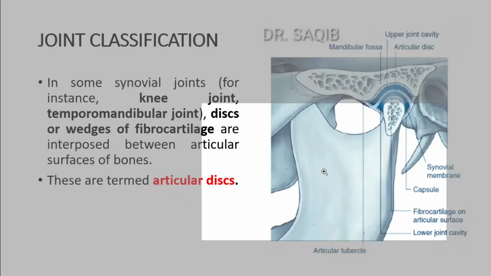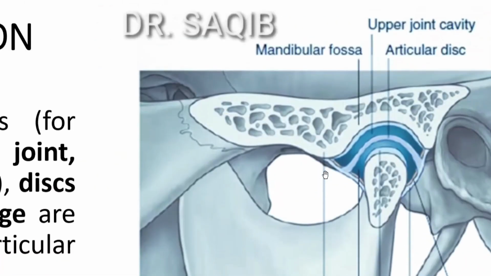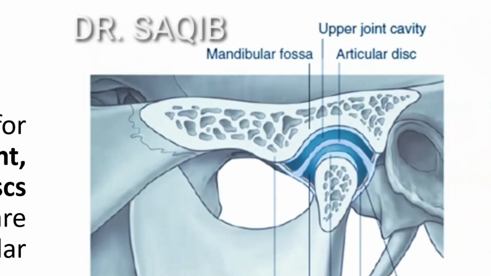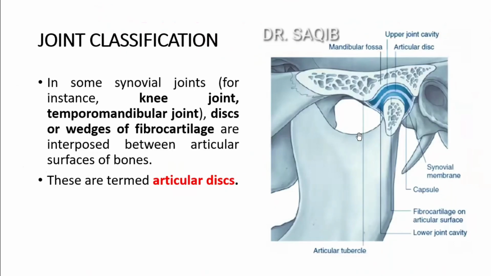So let's zoom in on the articular disc. Here you could see this is the articular disc, labeled over here for you. This is present in which joint? TMJ, the temporomandibular joint.